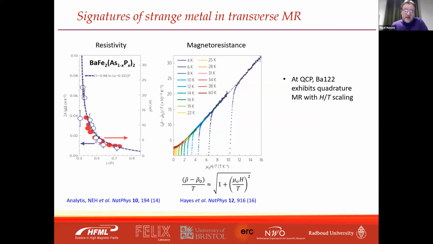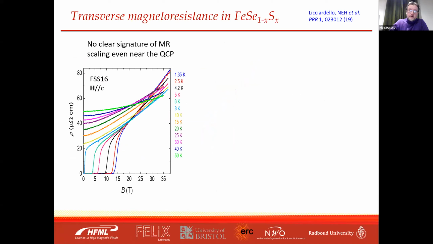Okay, so the second aspect was the magnetoresistance and this remarkable quadrature form of the magnetoresistance observed in barium 122 with H over T scaling. So in iron selenium, you see something which doesn't look like it scales, and shows rather complicated behavior, even for a sample close to the QCP.